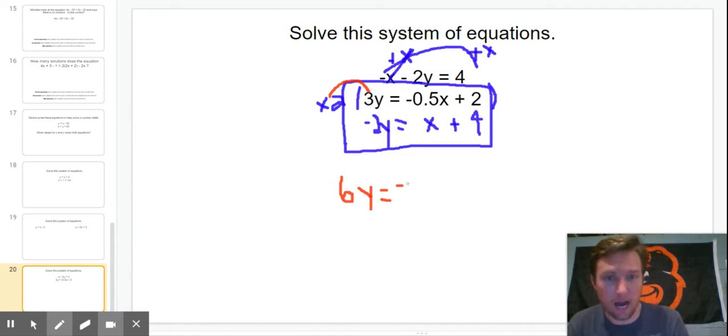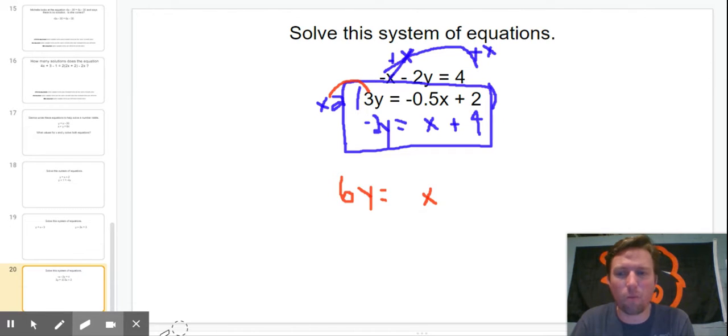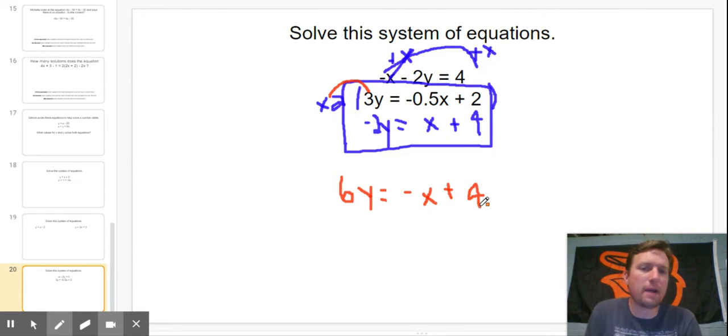Or in this case, we wouldn't write it negative 1x. What would we do? We would just write it as negative x. So I'm just going to write that as negative x plus 2 times 2 would give 4. Okay? Now, the reason I'm able to do that is because if I multiply this 2 by both sides of my equal sign, my equation stays equivalent. Now, I have different values, but the equation stays equivalent. So now I have 6y equals negative x plus 4.